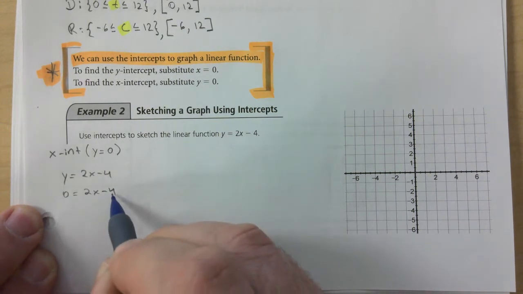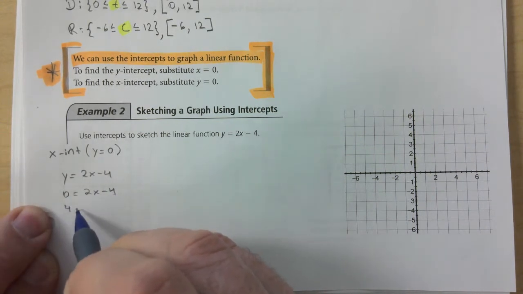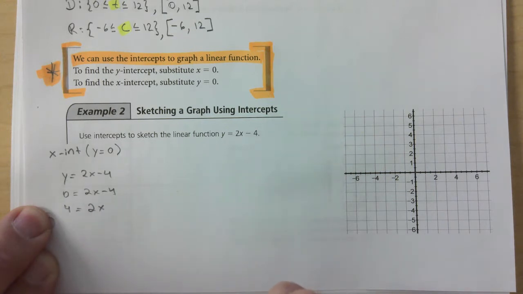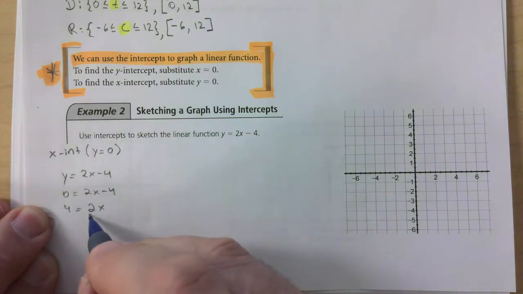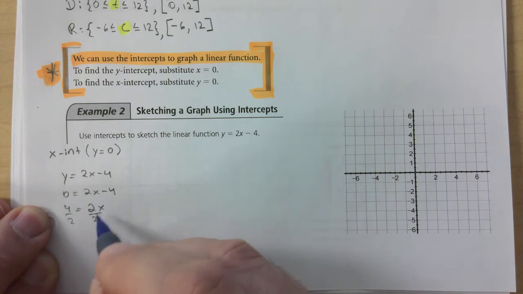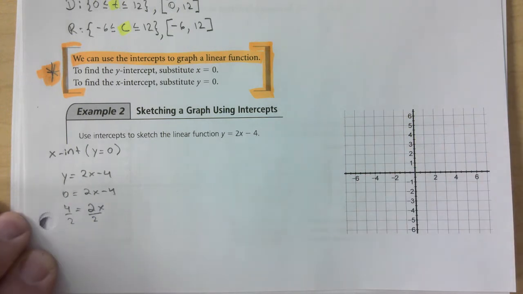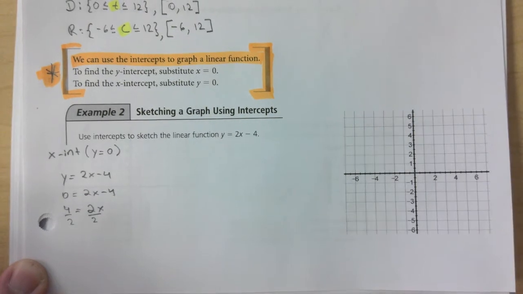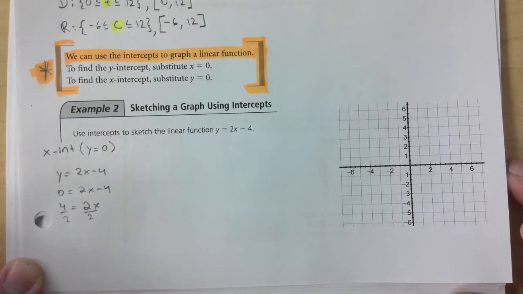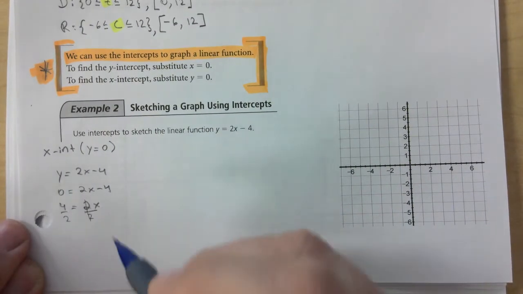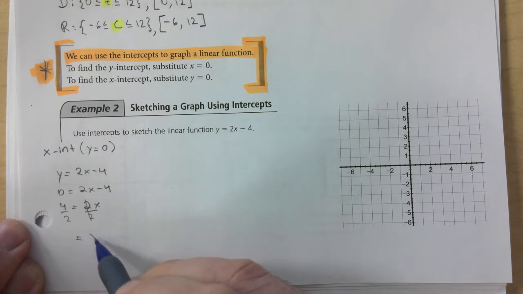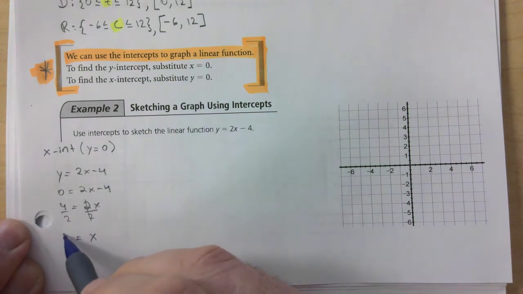Okay, you bring the 4 over, it's going to be positive. And then you divide both sides by 2, whatever is in front of x. If it's a negative, you divide both sides by -2, right? Let me just focus. It seems a little blurry here on my end. Maybe it's because I need more sleep. Who knows? There's x equal to 2.